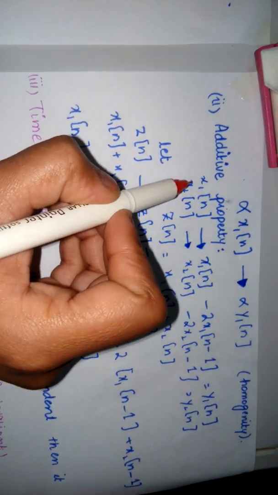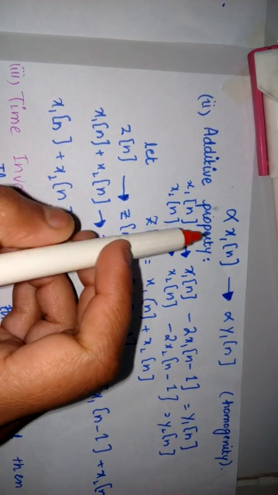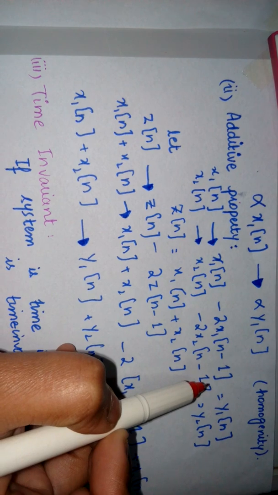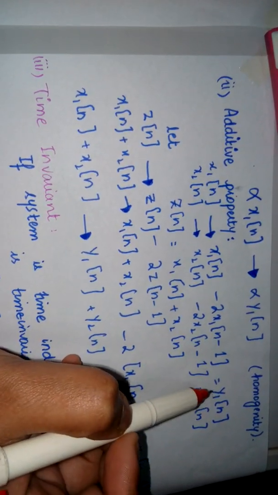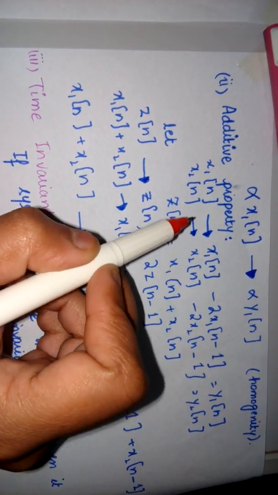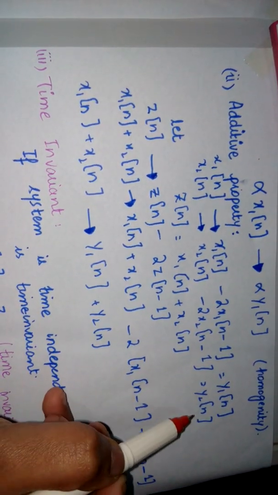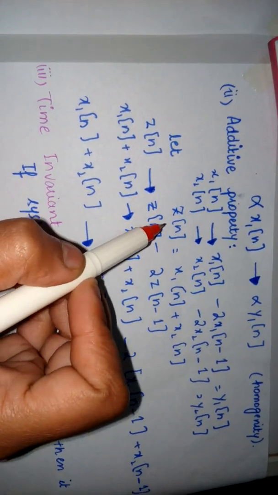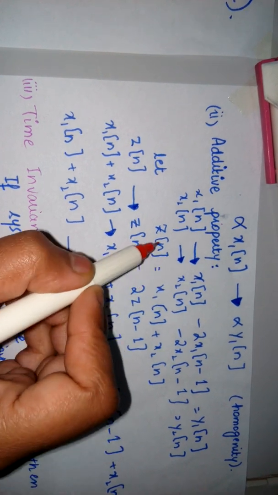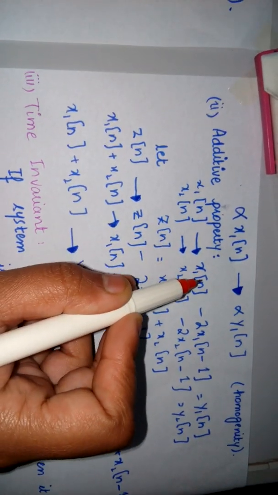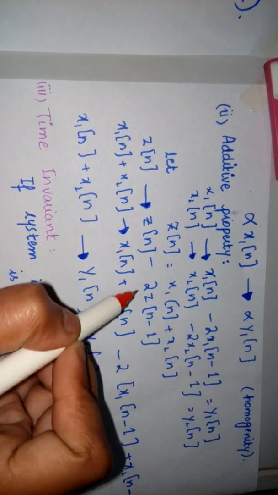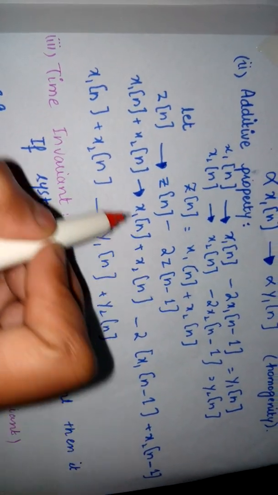Next property is the additive property. x1 of n gives x1 of n minus 2 of x1 of n minus 1, which is actually our first input, and it gives the first output y1 of n. Then if I take the same signal as x2 of n, it gives the output y2 of n. Let us consider that the addition of both inputs is z of n. Now substitute this z of n in the main equation. It gives y of n equal to z of n minus 2 of z of n minus 1.